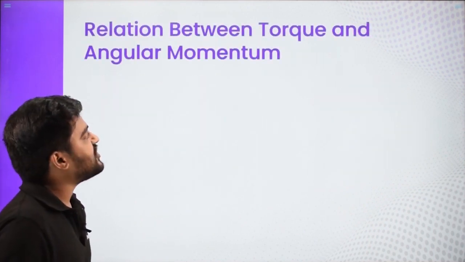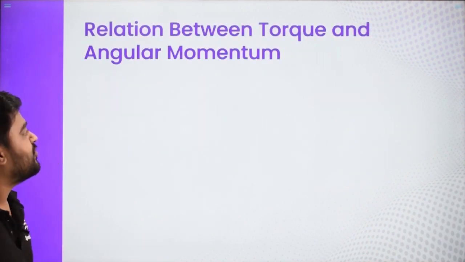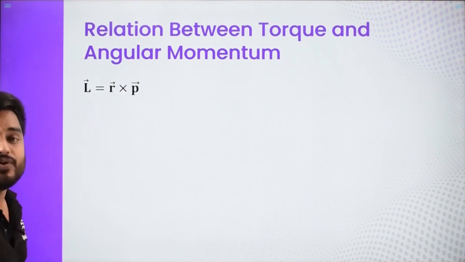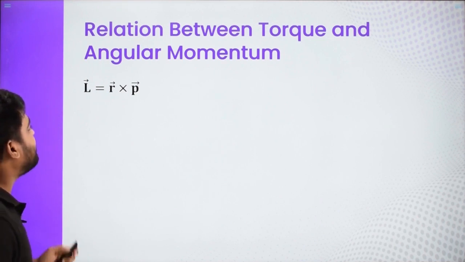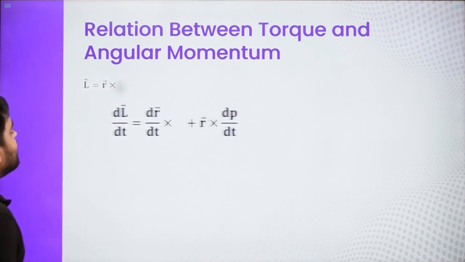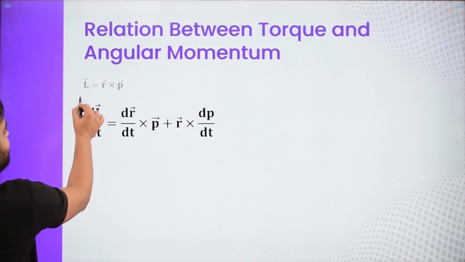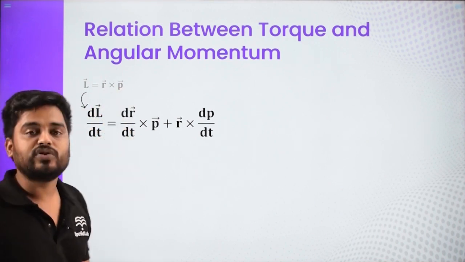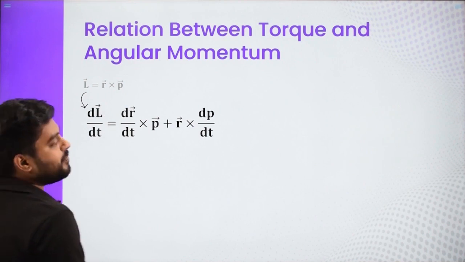Now, next is the relationship between torque and angular momentum. We know that the L vector is equal to r cross p. What if I differentiate it? I get dL by dt, the differentiation of angular momentum, is equal to... here r and p both are variables, so I am going to apply the uv rule.